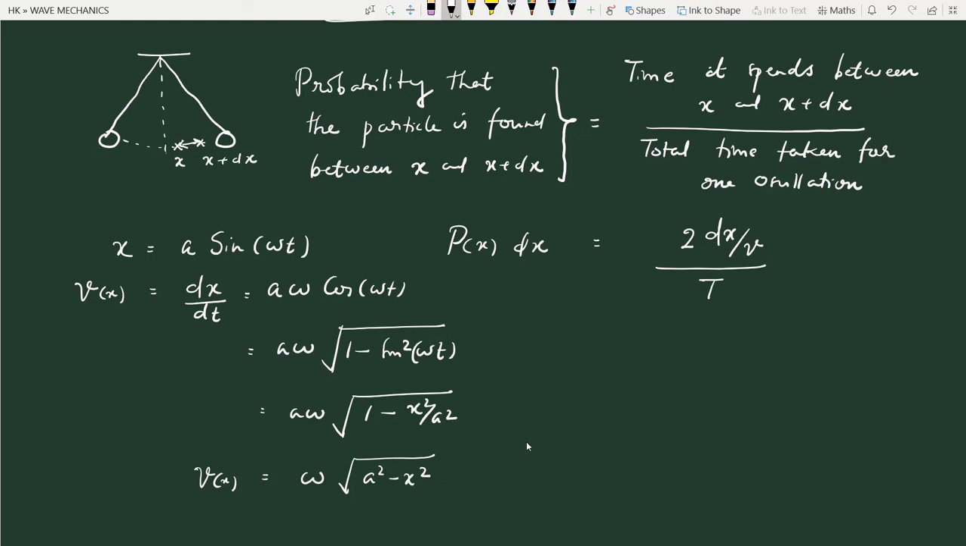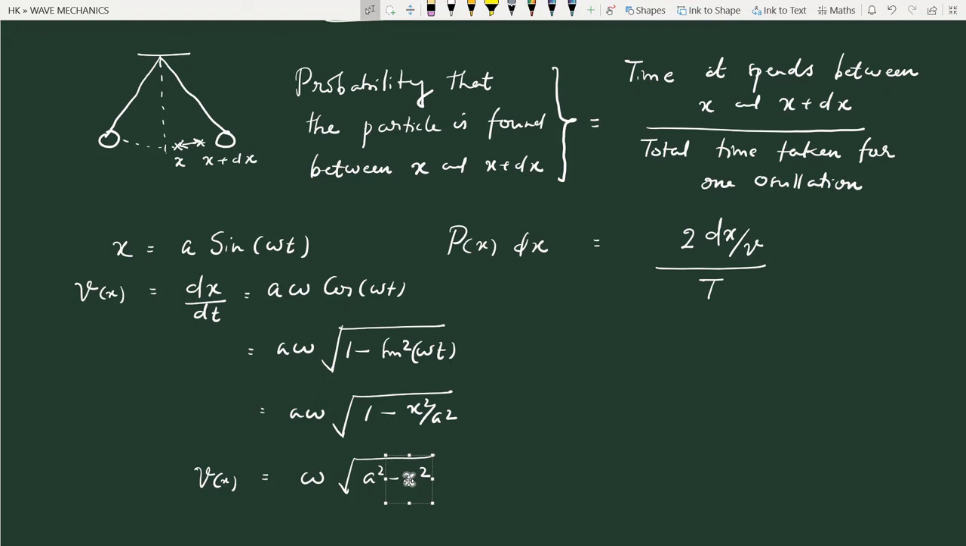Let us see whether this is the correct expression. What happens at extreme points? Extreme points means turning points, at x equal to maximum amplitude a. At x equal to a, you have root of a square minus a square, that is 0. Velocity is 0. This is correct. At the extreme point, the pendulum bob stops and it turns back. And where is the velocity maximum? At x equal to 0, at the mean position. It quickly passes through the mean position, and the value is omega into a when you put x equal to 0. And at the extreme positions, velocity is 0. So this expression is correct.